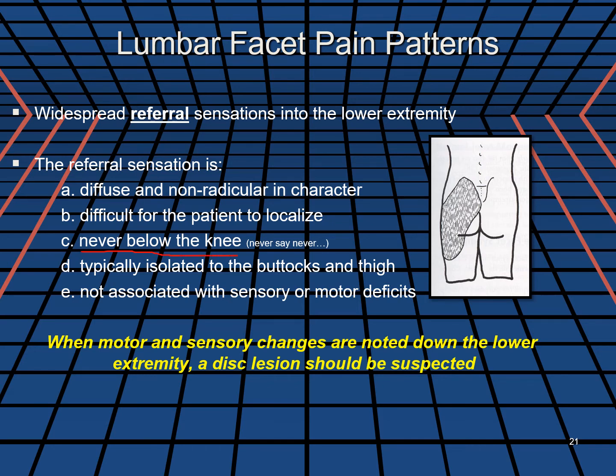They can go below the knee, we know from a research perspective, but in general, during the day-to-day practice, they don't. Typically isolated to the buttocks and thigh, just like you see right over there. That's a common facet patch right there. And there's no sensory or motor deficits. There's no neuros because the nerve root is not involved. So when motor and sensory changes are noted, when there are neuros, you should not suspect a facet. You should suspect a disc lesion.